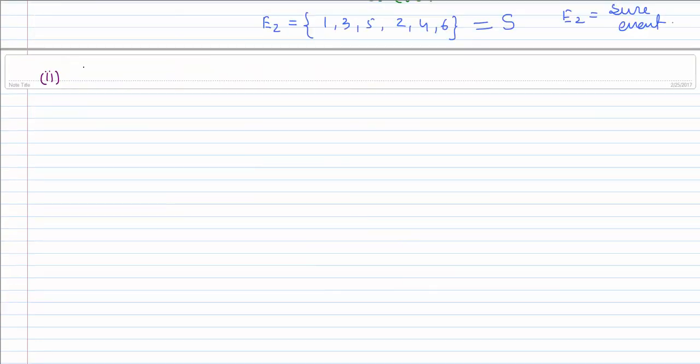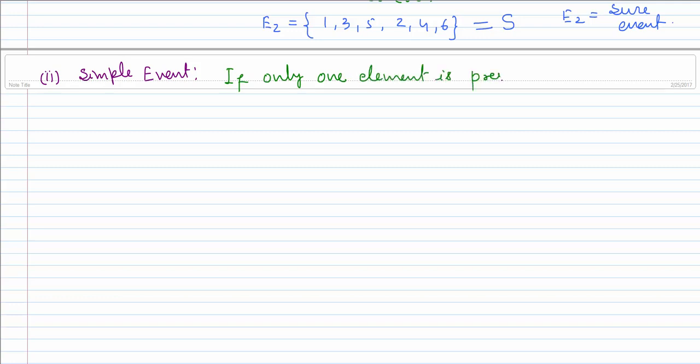Next type we have is simple event. What is it? If only one element is present in the event set, then we call this event a simple event. Like if we roll a die and are interested in getting one only, E is an event containing only one element, hence this is a simple event.